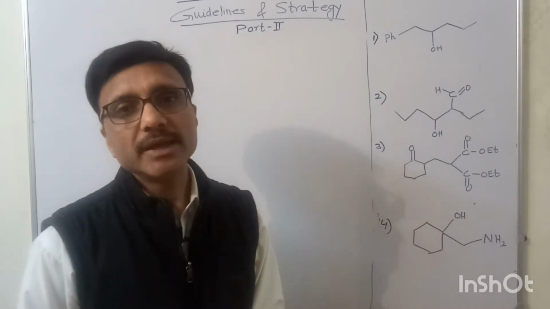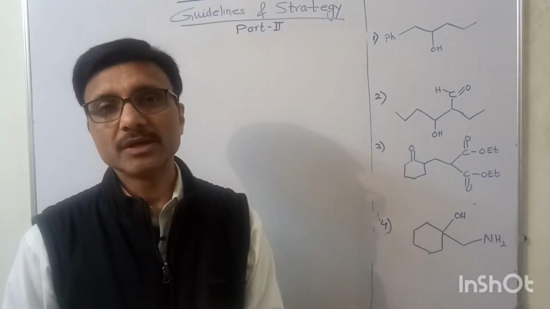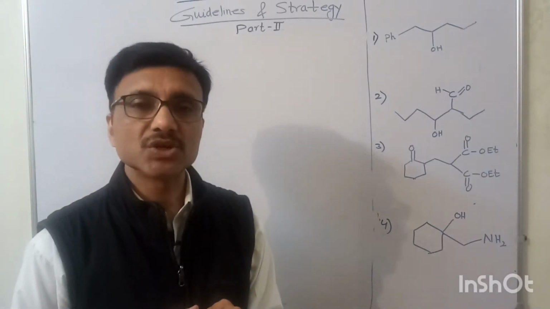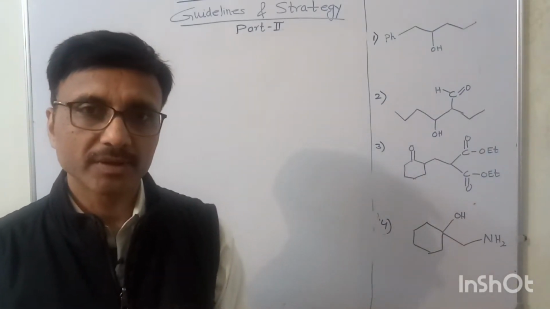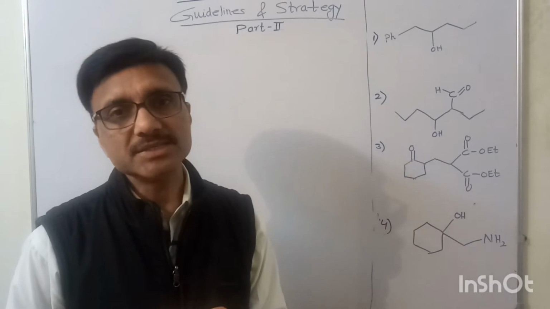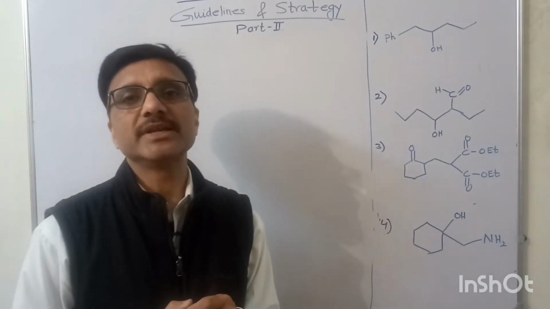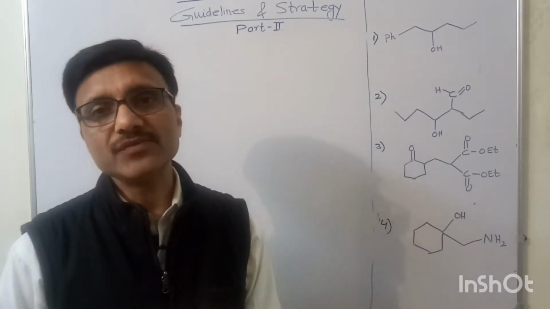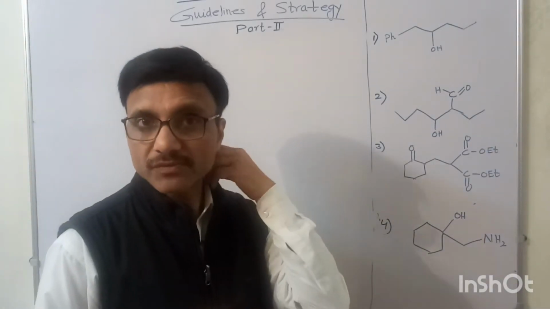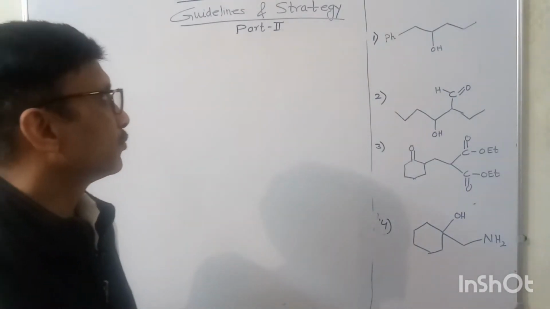Okay, and then if after disconnection you are getting a positive charge on the benzene ring, then that is unstable, and that disconnection is not favorable. Next, if after disconnection the starting material that you are getting is less reactive than the target molecule, then that disconnection is not favorable, and in that case we need functional group interconversion, that is FGI. So these were the certain guidelines. Now let's see some more strategy to disconnect a target molecule.